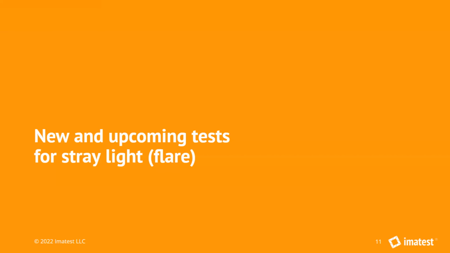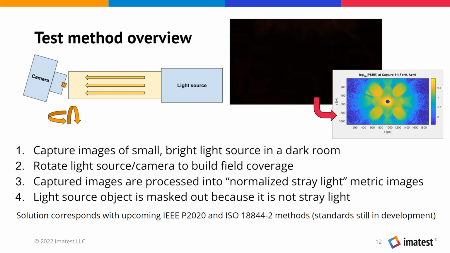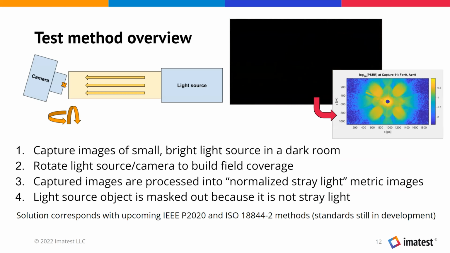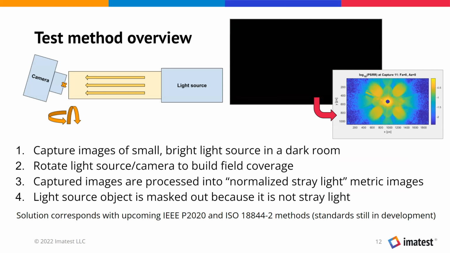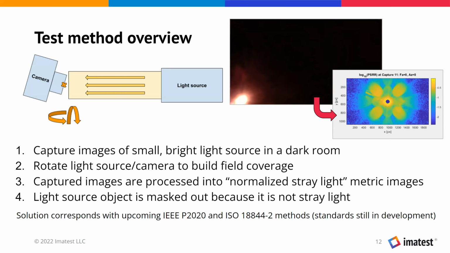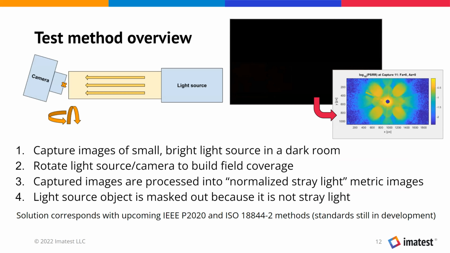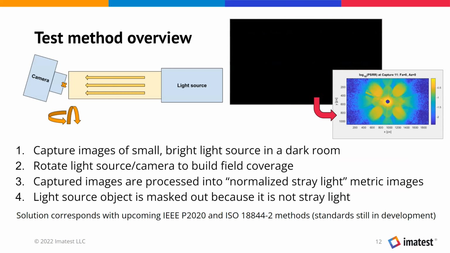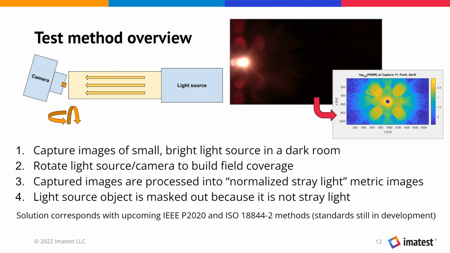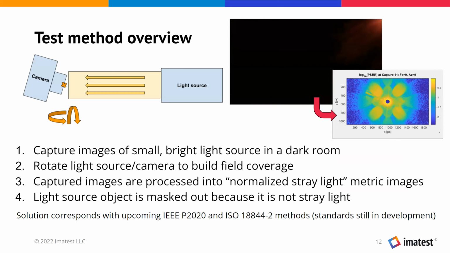So now I want to talk about the new and upcoming tests for stray light testing. And this is what we're mainly talking about today. Here's an overview of the test method. It's quite simple in practice. All you're doing is capturing images of a small bright light source in a dark room. If you want to build field coverage, you can rotate the camera, or rotate the light source around the camera, and capture multiple images. Then you take those captured images and process them into what we're calling normalized stray light metric images, which is that nice graph up top.